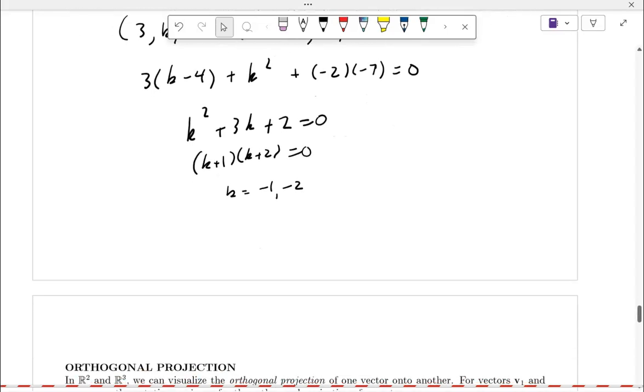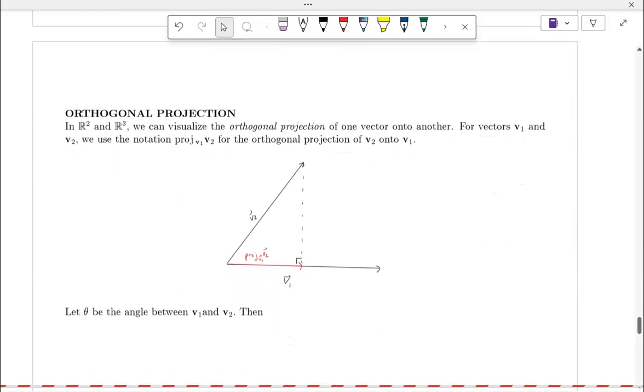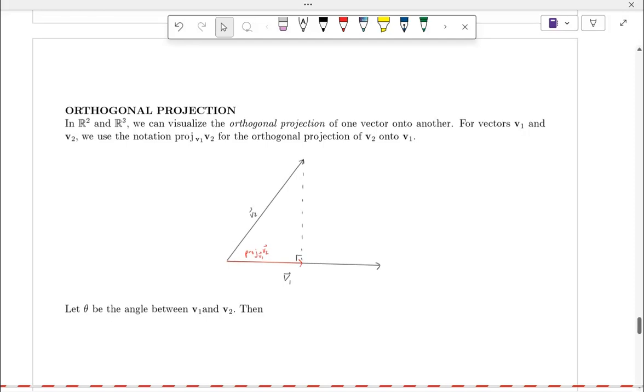To go along with orthogonality, we need the idea of orthogonal projection, which is easier to visualize in Euclidean space, in particular R2 and R3, than it is to visualize in other spaces, but it's still an important concept in other spaces. All right. So let's talk about how we get projection.